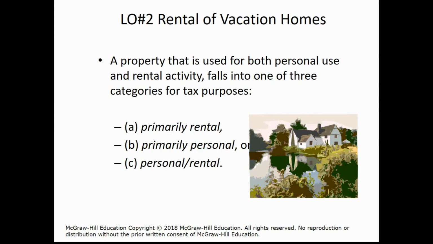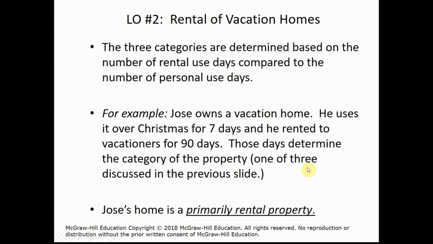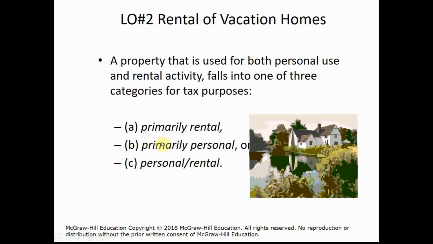So this gets a little interesting. How we categorize income that's received on the rental of vacation homes depends upon how much we rent that property out and how much we use the property for personal use. So there are three categories then. I'm going to go back a minute. Primarily rental, primarily personal, and a personal rental.